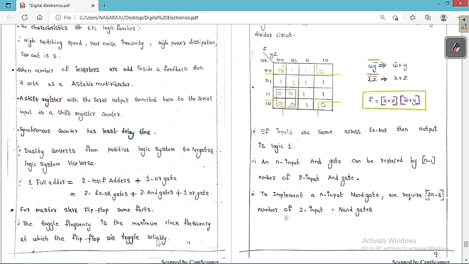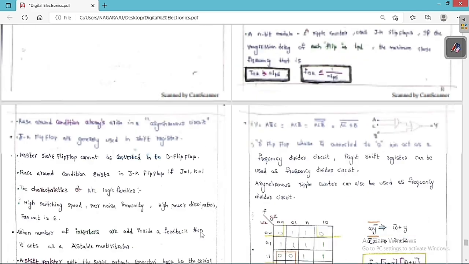With the help of this master slave flip flop, we are going to combine two JK flip flops in cascade, and with the clock, for one we give a positive trigger, and for the other it acts like a negative trigger. So we are going to control the speed of QS, or we can say the output of the slave. So the master is always controlling the slave. Therefore, the toggle frequency is the maximum clock frequency at which the flip flop will toggle reliably.